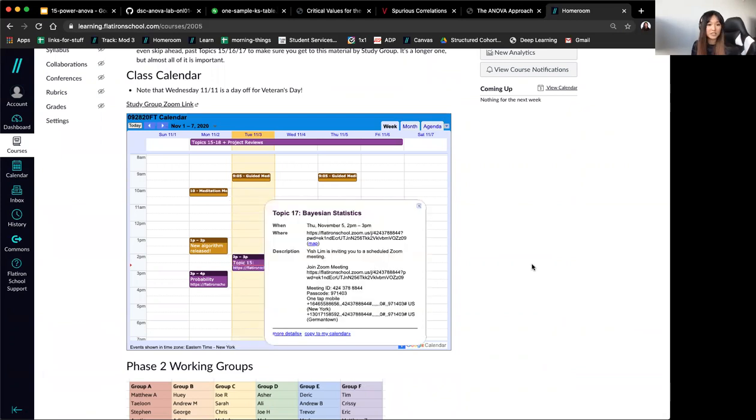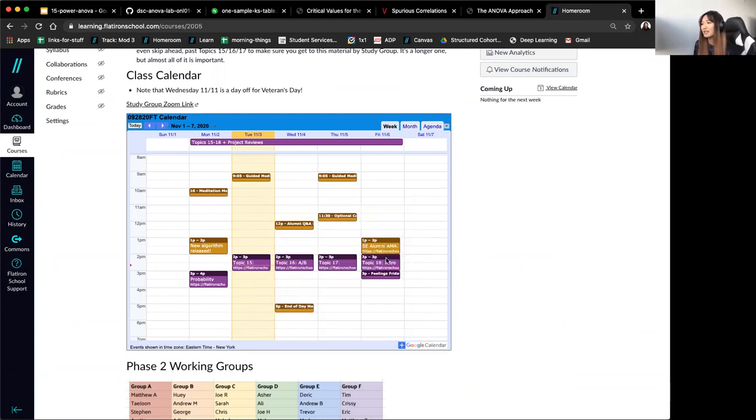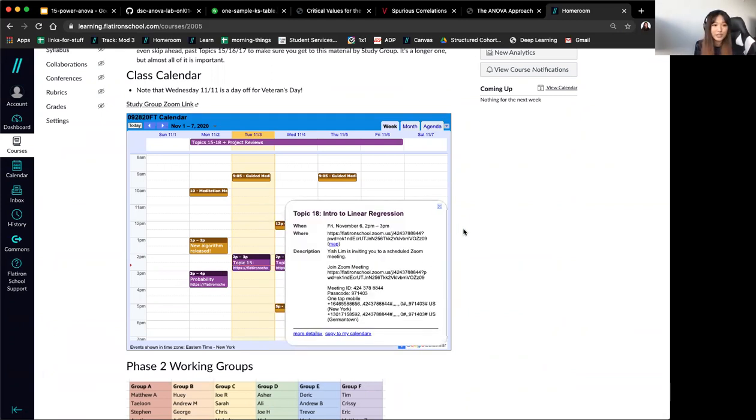Thursday will be Bayesian statistics, as I just mentioned, very, very big picture stuff. I will be going through one very common interview question that combines conditional probability with the law of total probability and the Bayes theorem, which are things that I alluded to at the start of this phase. And then topic 18 is going to be our intro to linear regression.